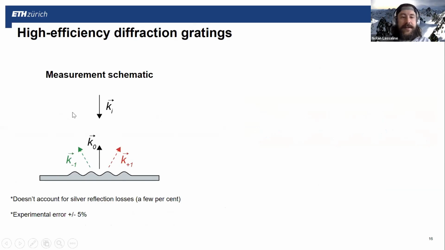But basically, we're going to shine light on this grating, shown here with K incident, and as we learned before, some light will reflect and some will diffract to these orders. We will capture these orders and directly measure how much intensity is in each of these orders relative to the input beam. With this, we can quantify our diffraction efficiency. Of course, two small disclaimers: because we take a reference also on the silver surface, it doesn't account for silver reflection losses, which aren't high, just a few percent, but this is important if we really want to quantify these things. And as always, there's some fluctuation in the values that we measure.